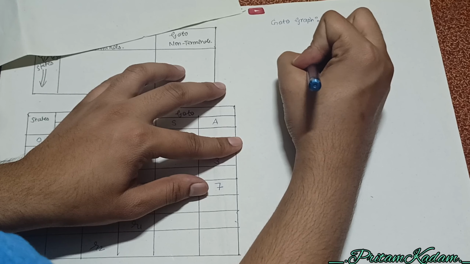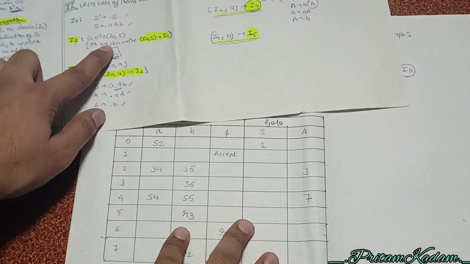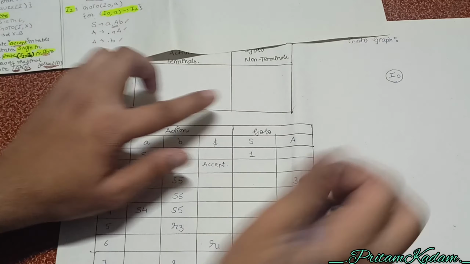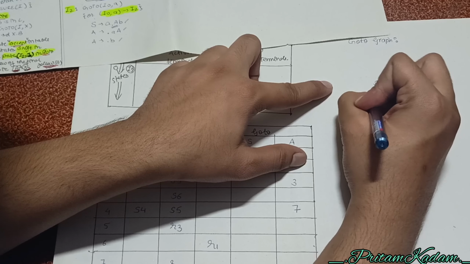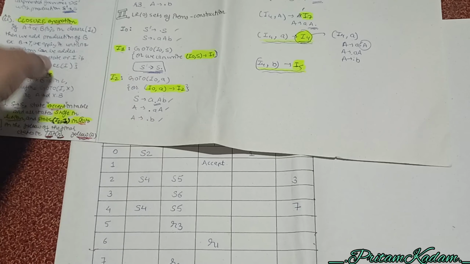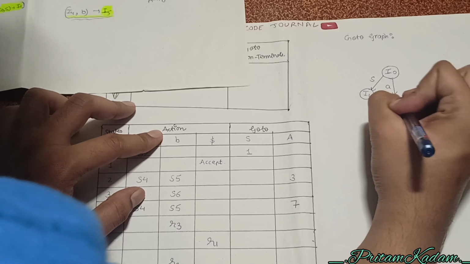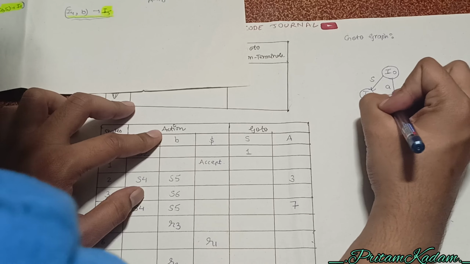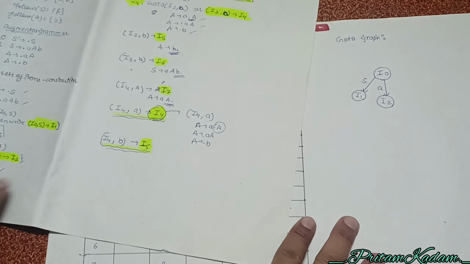So I will have the I0 as source over here, and I will write S as the transition label, and then in the destination part I will just write the I1. Just like this we will complete for all the other states. So we got I2 from I0 only with the transition label as small a. So I'll write I2 over here. Okay, so now let us proceed ahead to the next state.